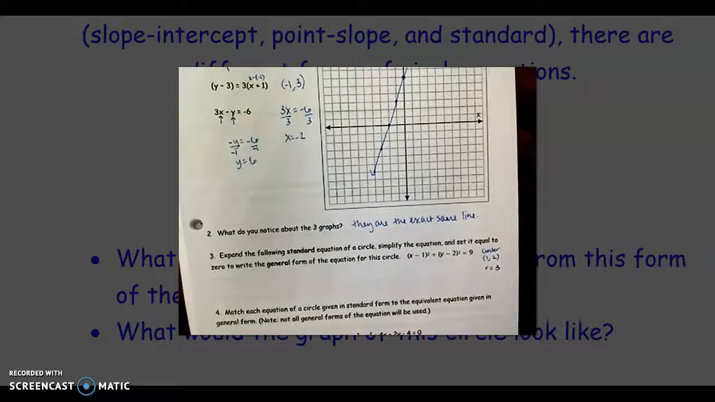So we could graph that circle by just plotting the point (1, 2), and then remember the radius allows us to graph 4 good points. From the point (1, 2), we would go 3 units to the right, 3 units up, 3 units to the left, 3 units down, and that gives us 4 points to draw our circle with.